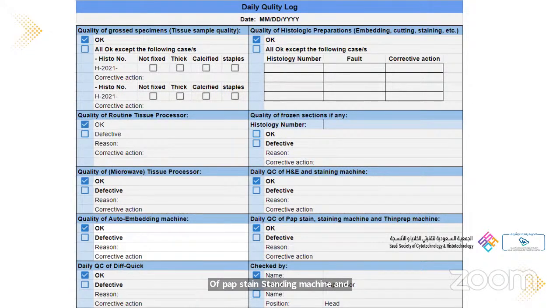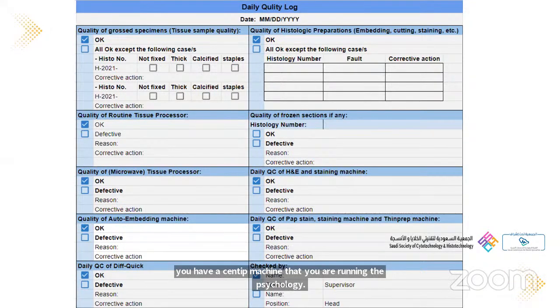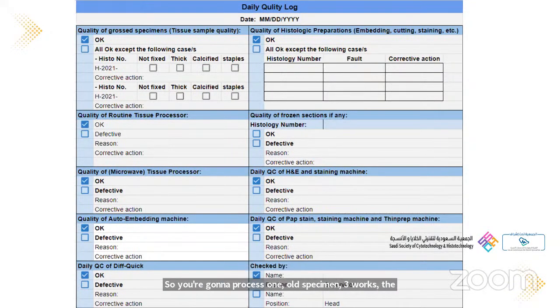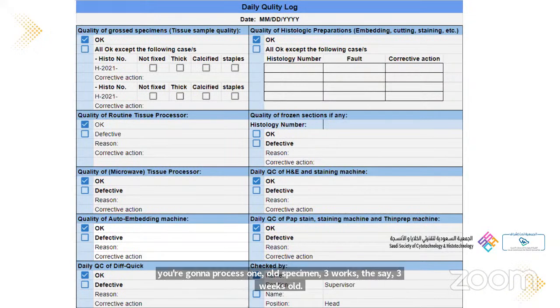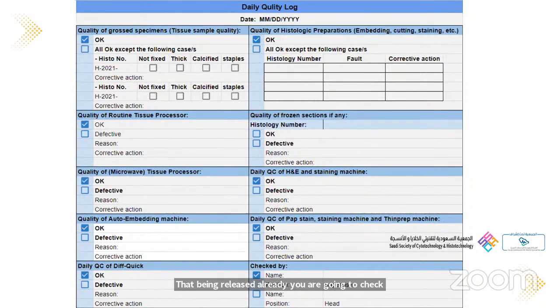So you're going to process one old specimen, let's say 3 weeks old, that has been released already. You are going to check the ThinPrep machine by itself if it is functional, and then you are going to stain it in the machine to check if it is working properly, and of course the Pap stain, if there are, let's say, any changes required in the staining solution.